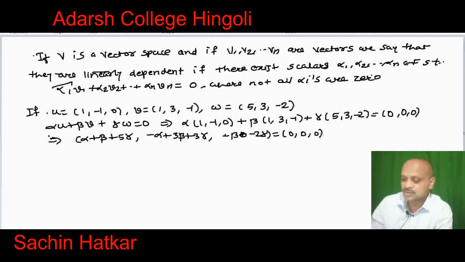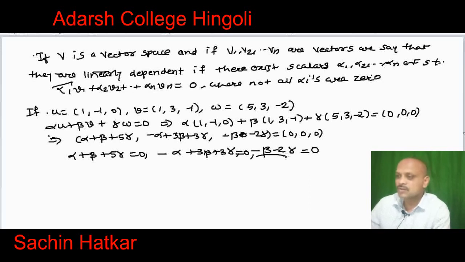And from this we get three equations. First equation, alpha plus beta plus 5 gamma equal to 0. Second equation, minus alpha plus 3 beta plus 3 gamma equal to 0. Third equation, minus beta minus 2 gamma equal to 0. Now from this third equation we can calculate the value of beta, and we get beta equal to minus 2 gamma.